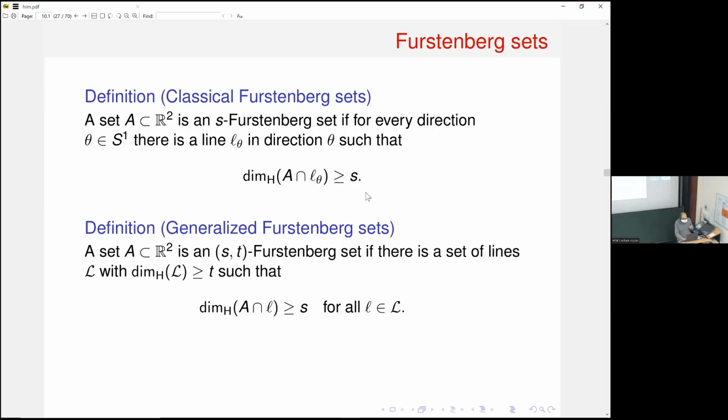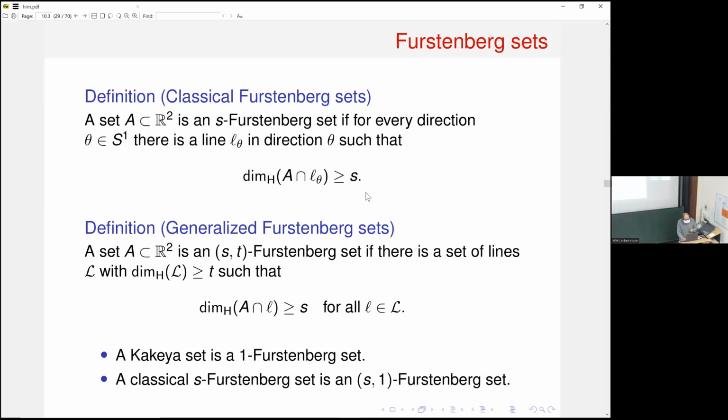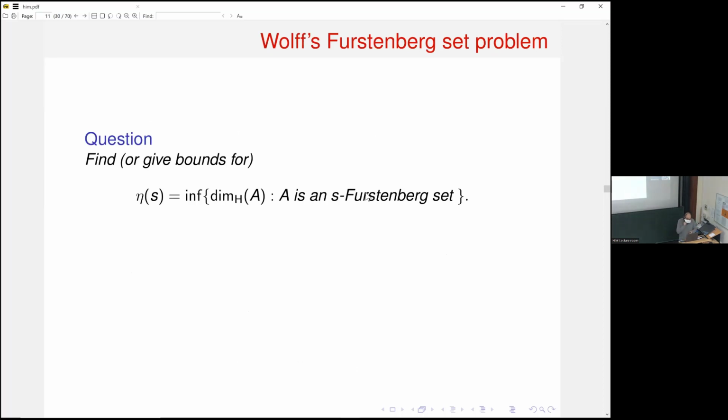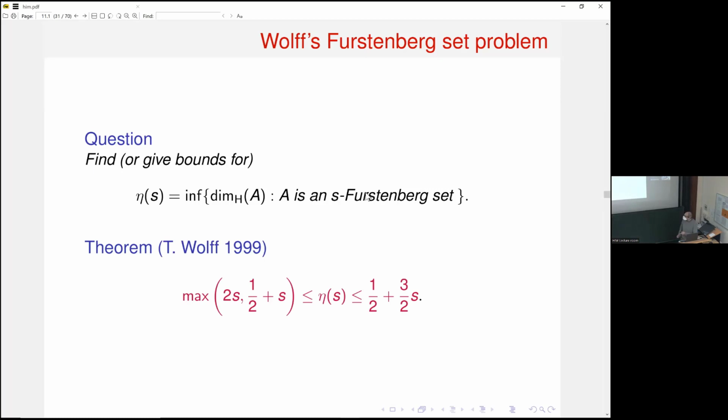So in particular, the classical Furstenberg set is an S1 Furstenberg set, because if you have a line in every direction, you have at least a one-dimensional family of lines. Okay, so a Kakeya set is a 1 Furstenberg set, and a classical S Furstenberg set is an S1 Furstenberg set, as I mentioned. Okay, so a question that was introduced by Furstenberg, and then written down by Wolff, is how small can an S Furstenberg set be? And Wolff proved a lower and an upper bound, although he says that at least the lower bound was probably known to other people.